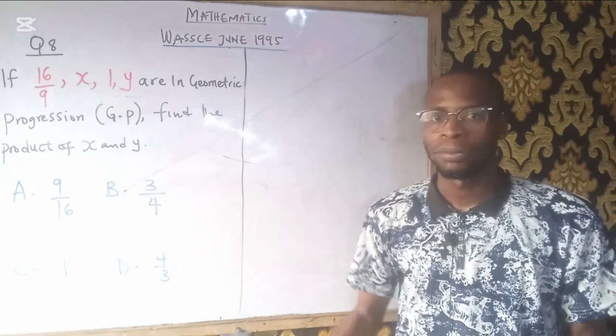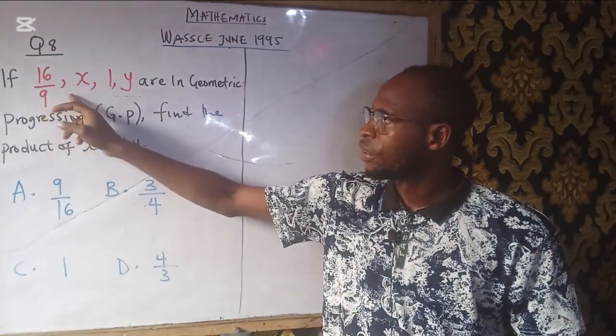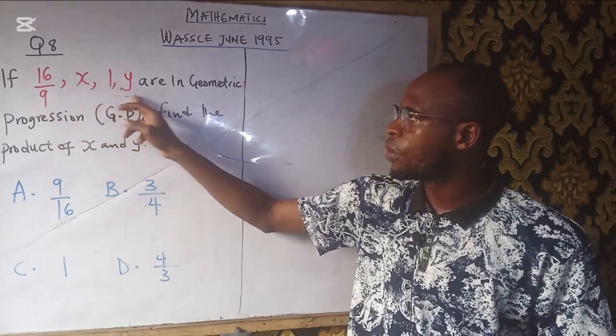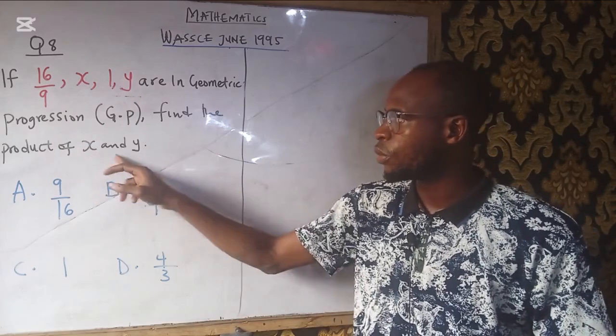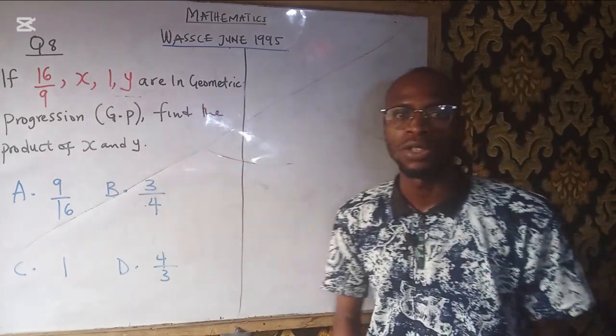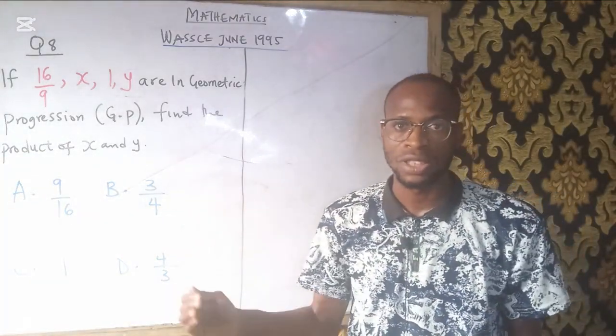So let's start with the problem on the board. Now, if 16 over 9, x, 1, y are in geometric progression, find the product of x and y. Now, geometric progression is something as saying what? Exponential sequence. That's another name for geometric progression. So this is under GP.